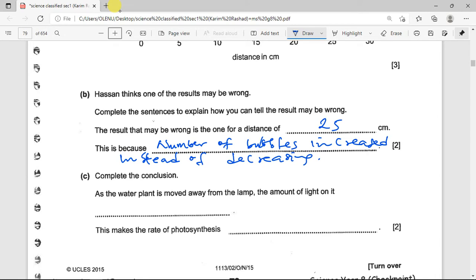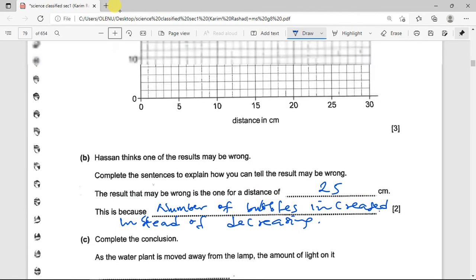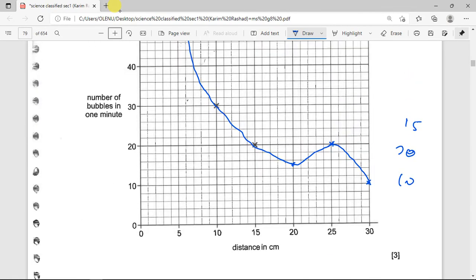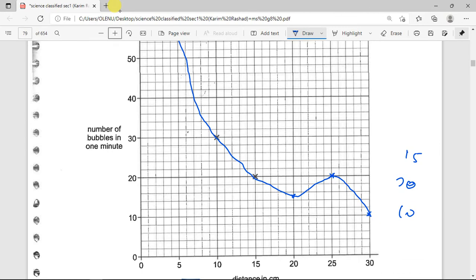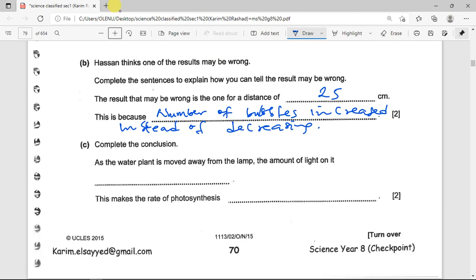Now complete the conclusion. As the water plant is moved further away from the lamp, the amount of light on it decreases. You see, as it's moving away from the lamp, the number of bubbles produced decreases. So as the water plant is moved away from the lamp, the amount of light on it decreases. So this makes the rate of photosynthesis also decrease.